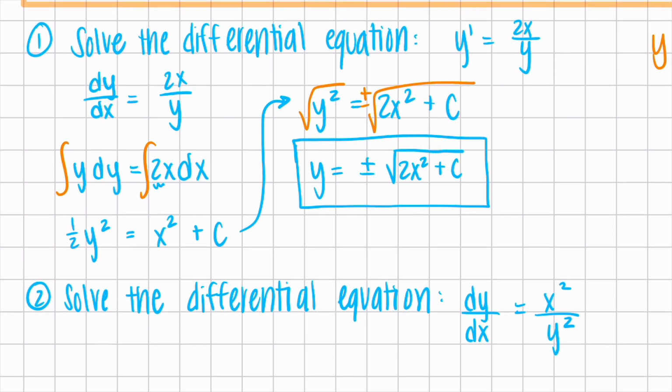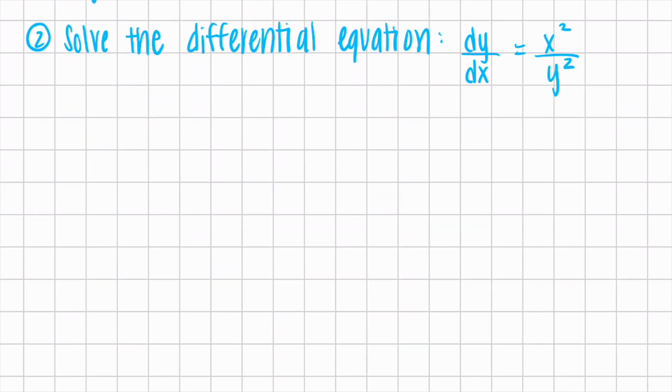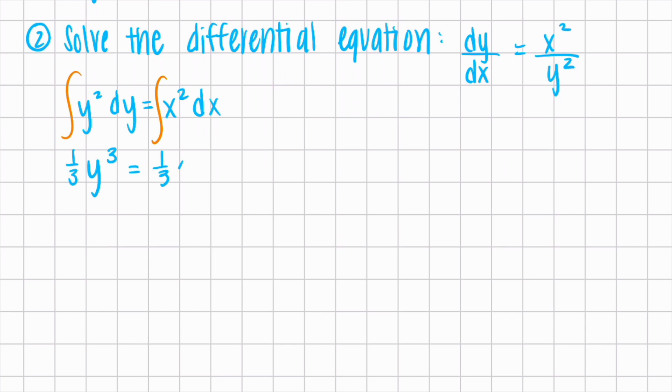We're going to do a couple more problems. Just like before, this one is separable. So for this one, I'm going to multiply both sides of the equation by y squared. And I'm also going to multiply both sides of the equation by dx. Now that we've separated the variables, we're going to integrate both sides. On the left side, we're integrating with respect to y. On the right side, we're integrating with respect to x. So on both sides, I'm going to have 1/3, and then in this case, y cubed. Again, I'm going to put the c on the right side.